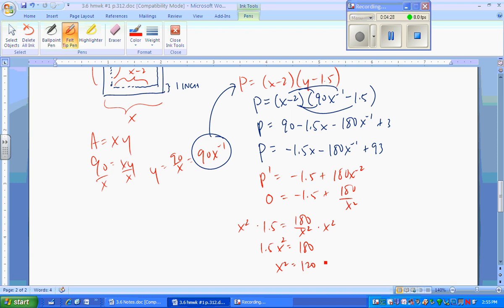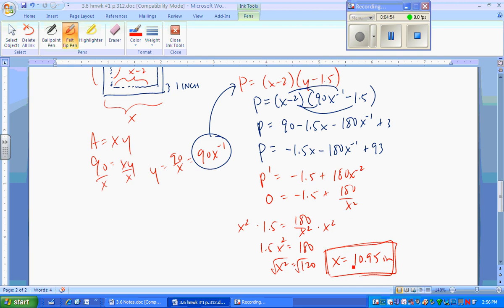x squared equals 120. Take the square root of both sides. X is approximately equal to 10.95 inches. This is our only critical value that makes sense, because if we put in 0 for x, that would make this derivative undefined. But again, we're not going to have a width that's 0. So x equals 10.95 inches.